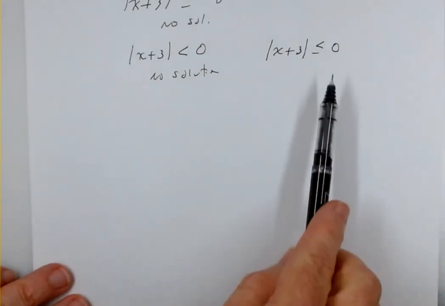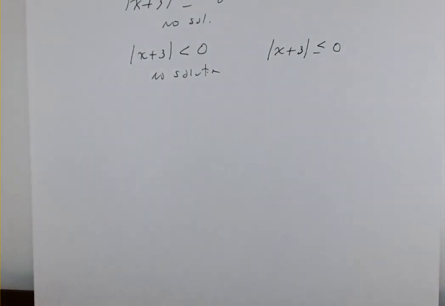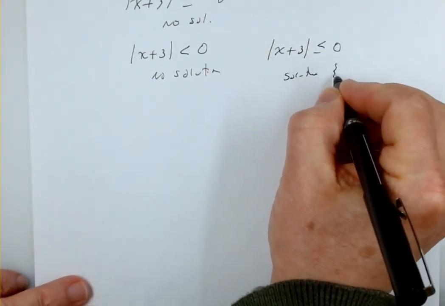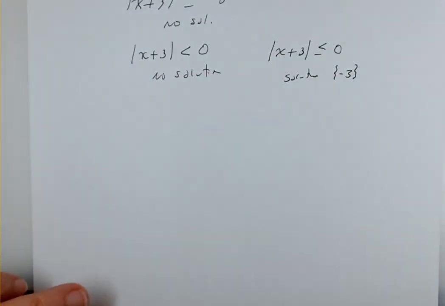Now, she says there's no solution for this one. I'm assuming you're saying no solution because it can't equal zero. Okay, you do have a solution this time. In fact, it's equal to zero. What is x? What must x be? -3. The solution is -3, because the equal sign is there.